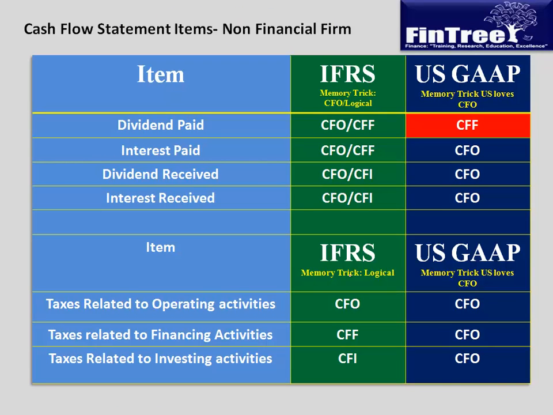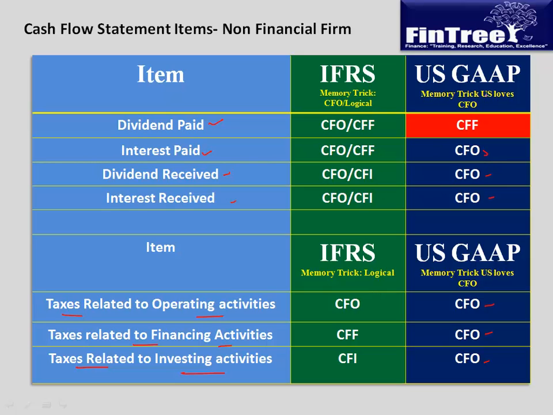Now the next item of comparison is the cash flow statement. Again, an important point from the exam perspective. Certain items are classified differently in IFRS and US GAAP. So let's first look at US GAAP carefully. Dividend paid CFF, interest paid CFO, dividend received CFO, interest received CFO, taxes related to operating activity CFO, taxes related to financing activity CFO, taxes related to investing activity CFO.